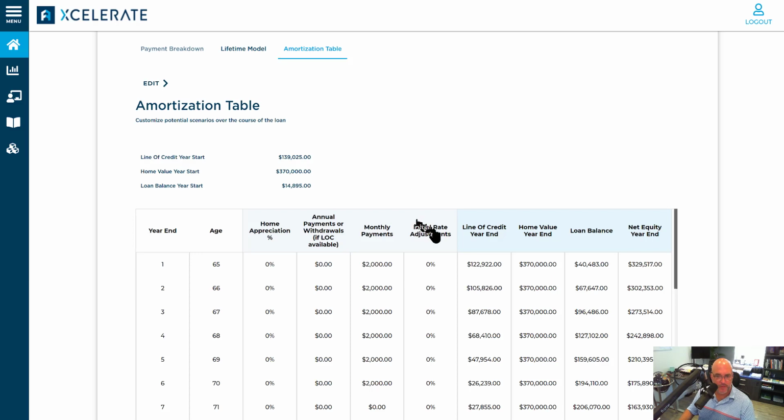So $2,000 a month, that sort of solves the problem. Of course, this line of credit has dropped. I'm going to go ahead and add this back into the 4% just because it's probably more realistic as to what will happen over time.